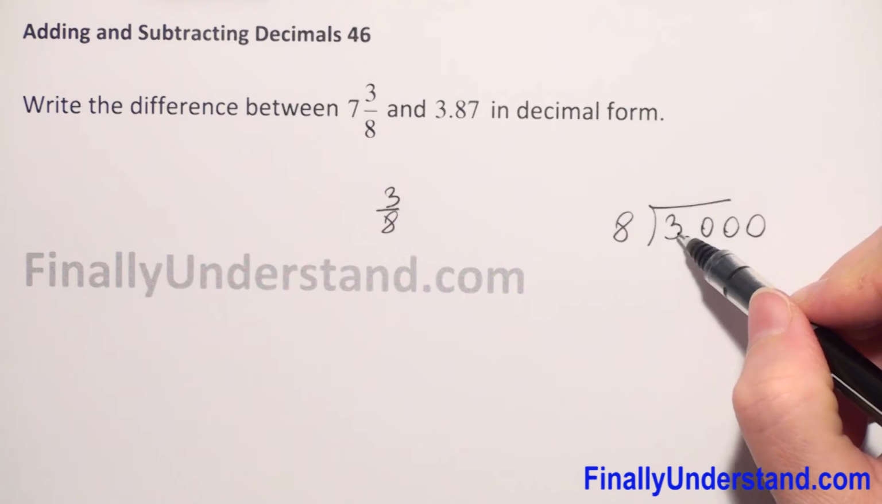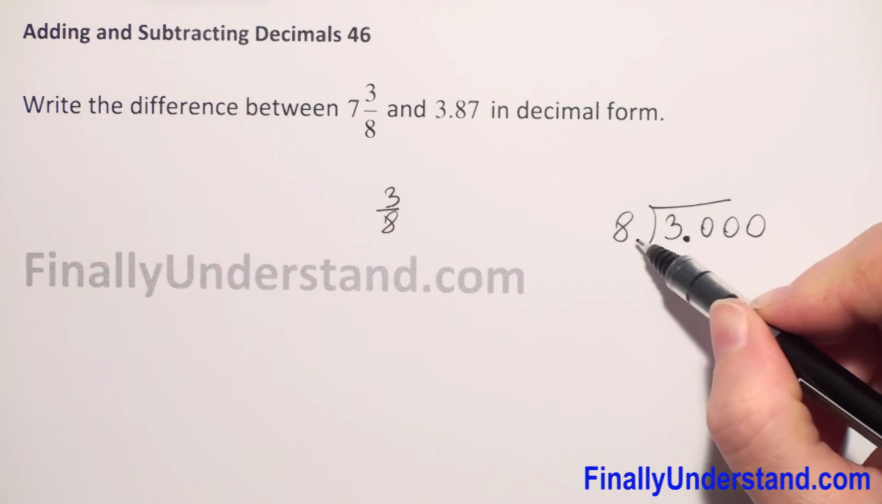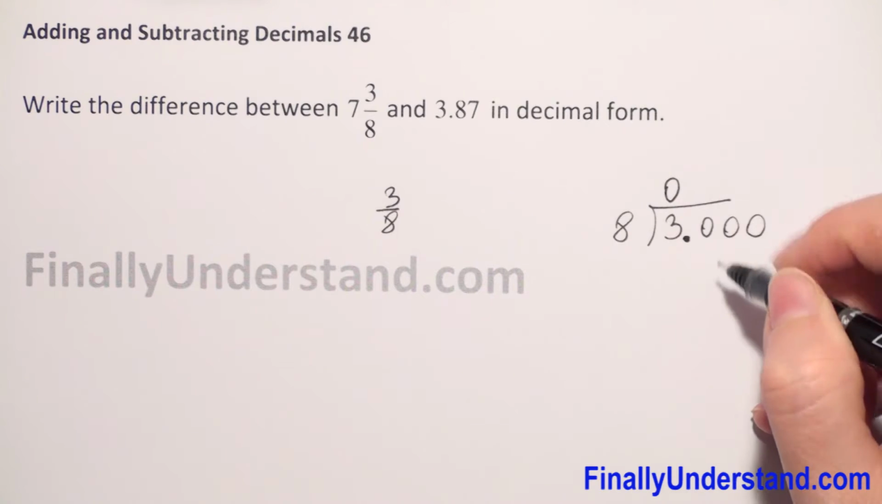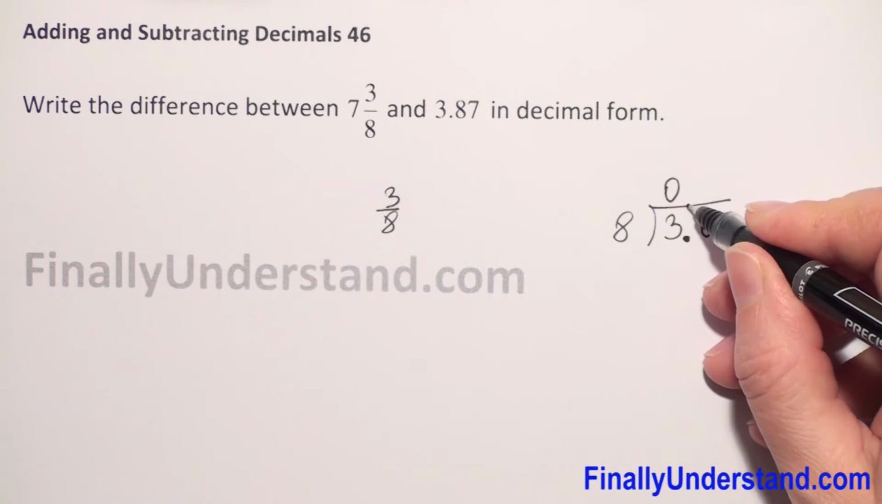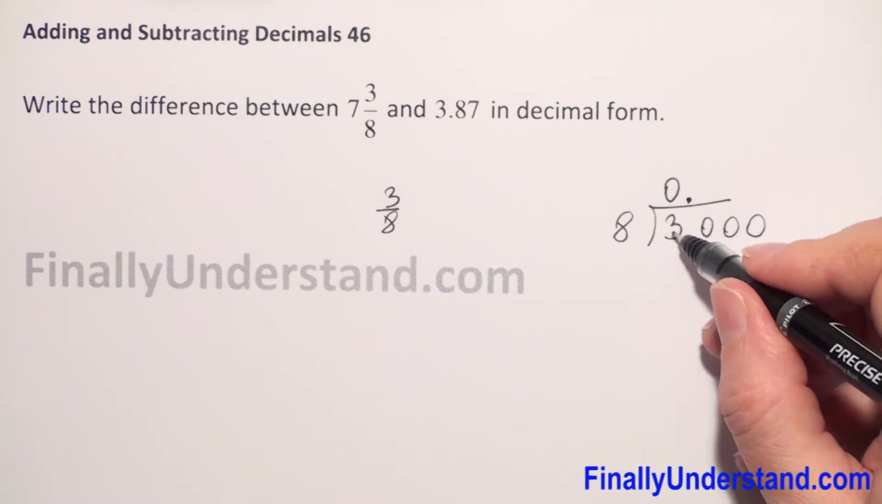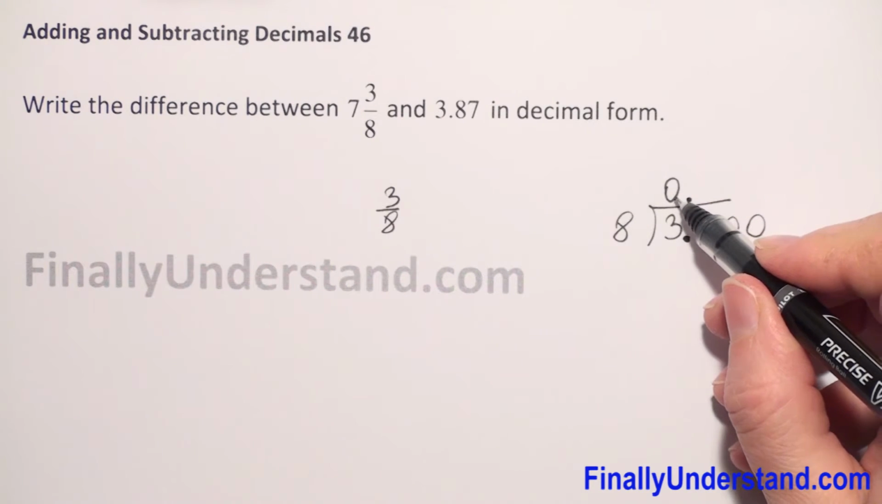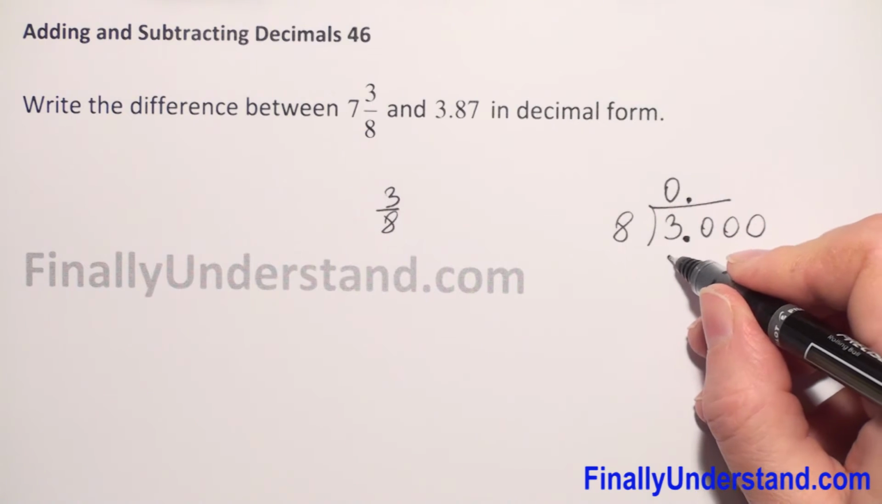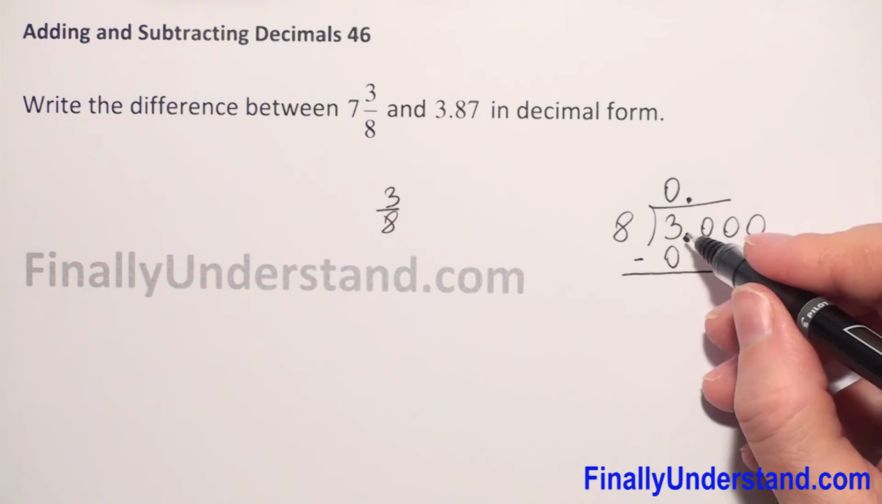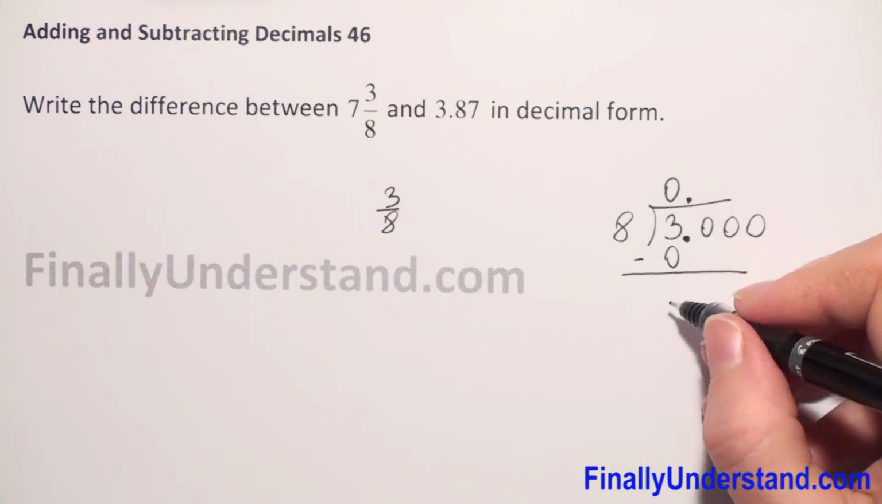And now, one more time. 3 we cannot divide by 8. So on the top we have to write 0. And we copy the decimal point exactly in the same column. And next we will have to do multiplication. 0 times 8 is 0. So next we have to do subtraction. We have 3 minus 0 is 3.